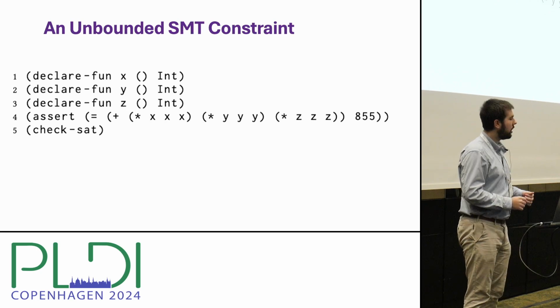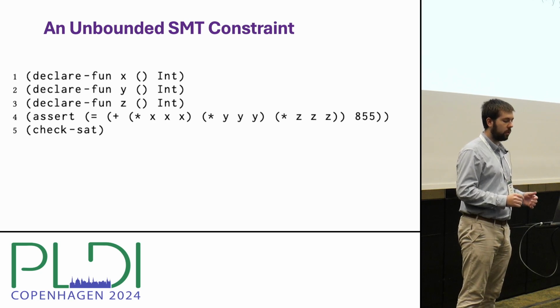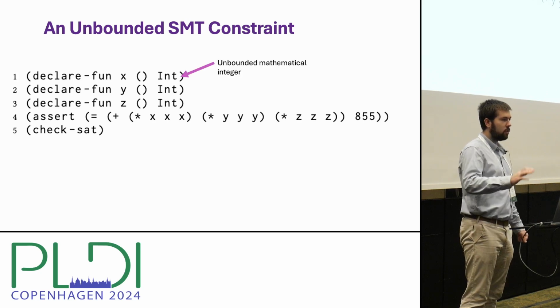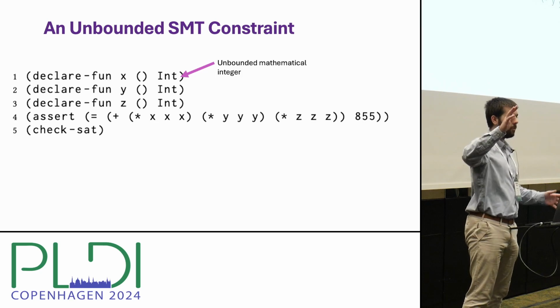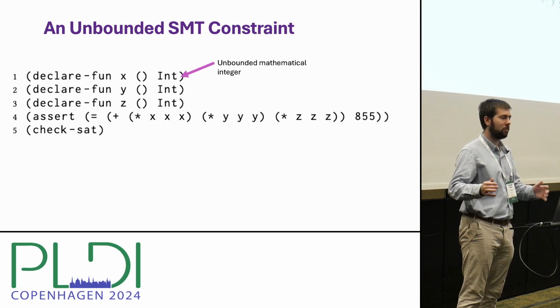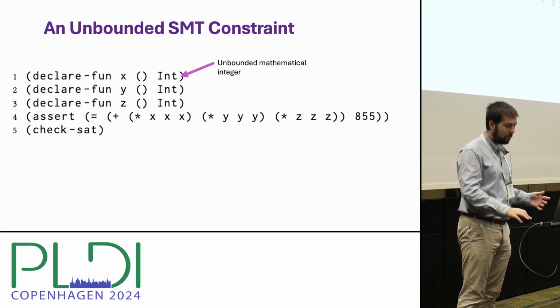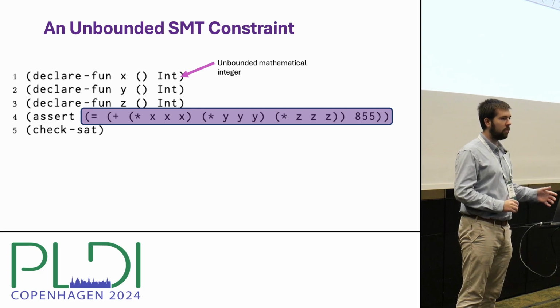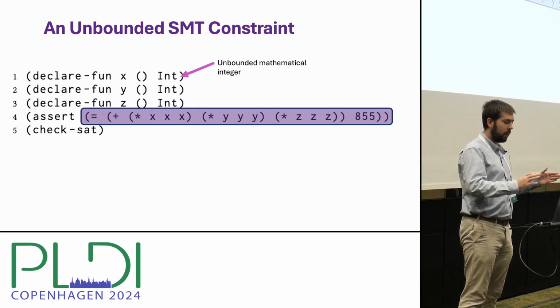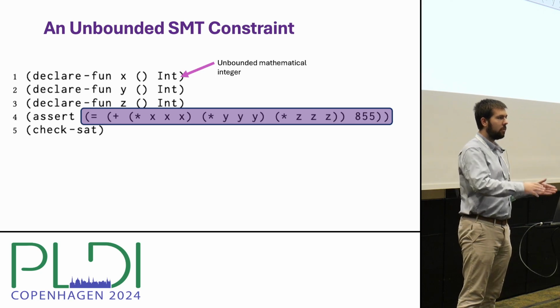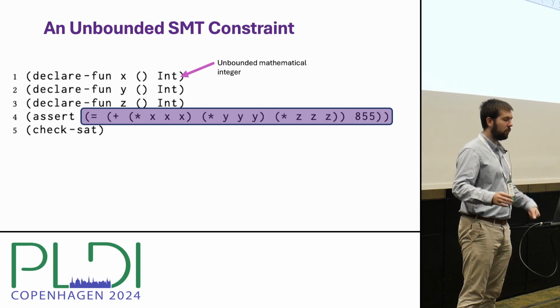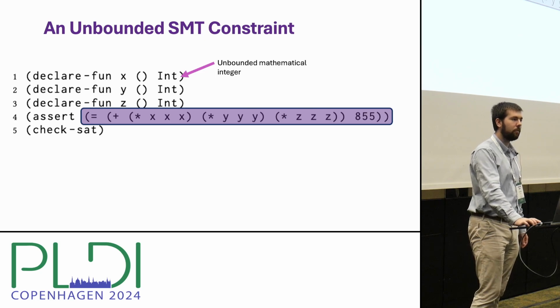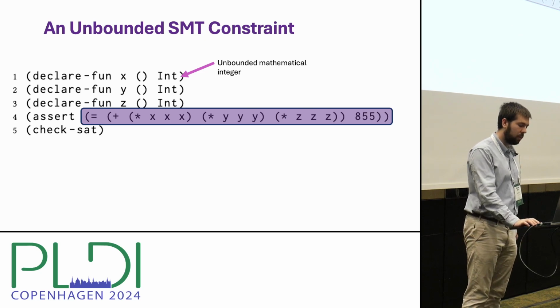So to get into the idea, let's take a look at this example constraint. Here we have integers. These are unbounded mathematical integers, not integers in the sense we usually think of in programming. What's going on in this constraint is that we take the three variables x, y, z, we cube each of them, so x times x times x, we add them up, and then we check whether the sum is equal to the constant 855. So this is a sum of cubes problem.